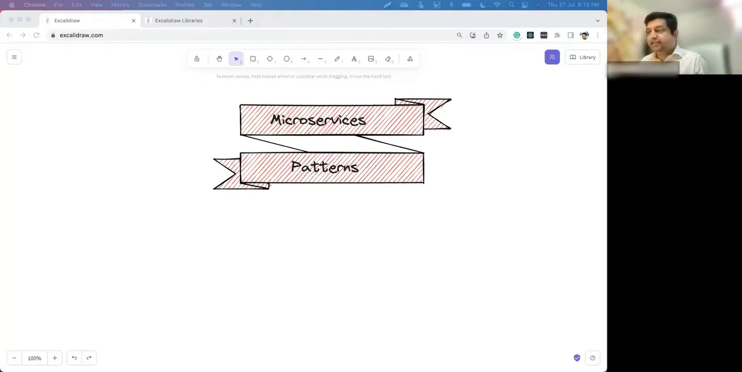Okay, let me first list down the number of microservices patterns. We covered a few patterns last time, and we'll be covering more patterns with examples from an e-commerce application, right?